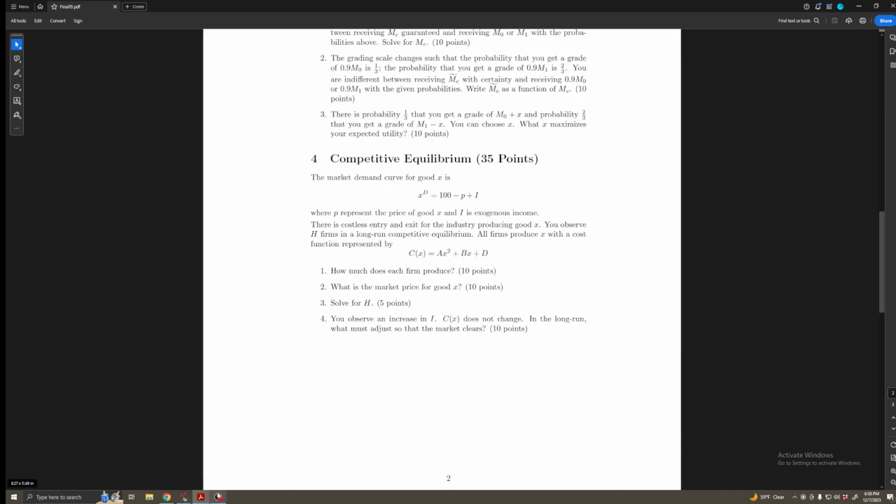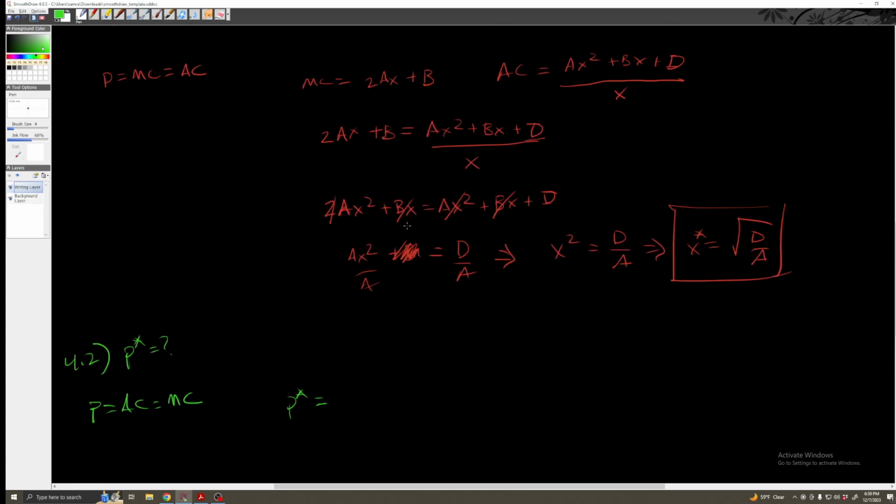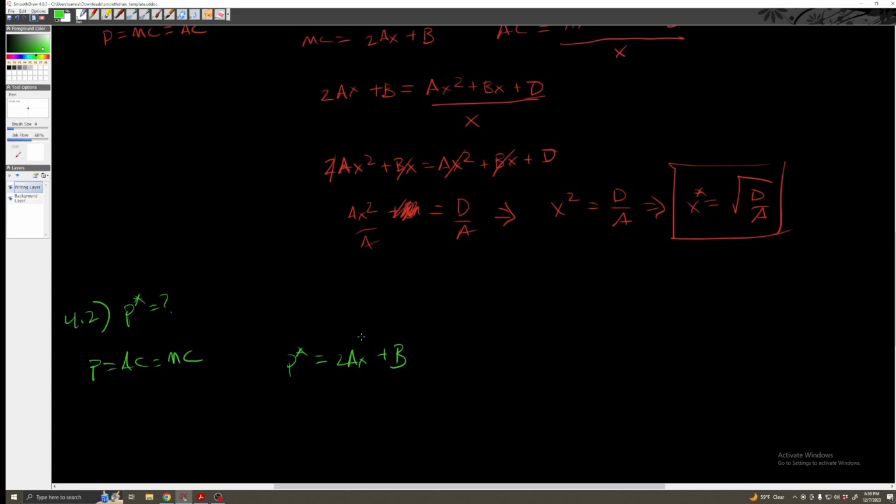What is the market price for good X? That's what we're trying to figure out. Again, we know that price equals average cost equals marginal cost in the long-run equilibrium for the perfectly competitive market. So we want to figure out what P star is. We can just set it equal to marginal cost. Marginal cost was 2ax plus b. And we know the profit-maximizing quantity that they're producing in this long-run equilibrium, so we can go ahead and plug that in.